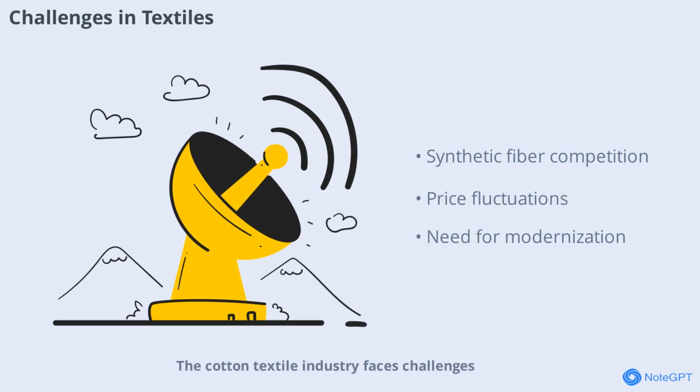The cotton textile industry faces challenges such as competition from synthetic fibers, fluctuating raw material prices, and outdated machinery. Modernization and innovation are key to overcoming these hurdles and maintaining global competitiveness.